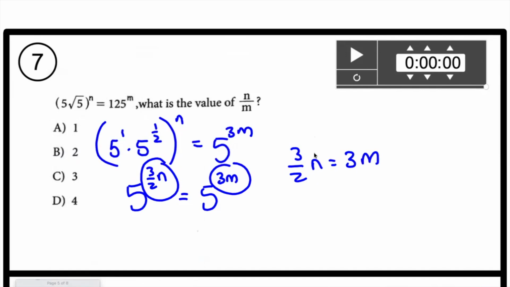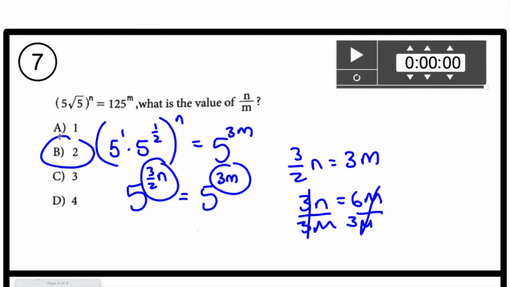And then you could just multiply by 2. So you get 3n equals 6m. And then to get n over m, just divide by m and then divide by 3. So n over m is 6 over 3, which is 2.